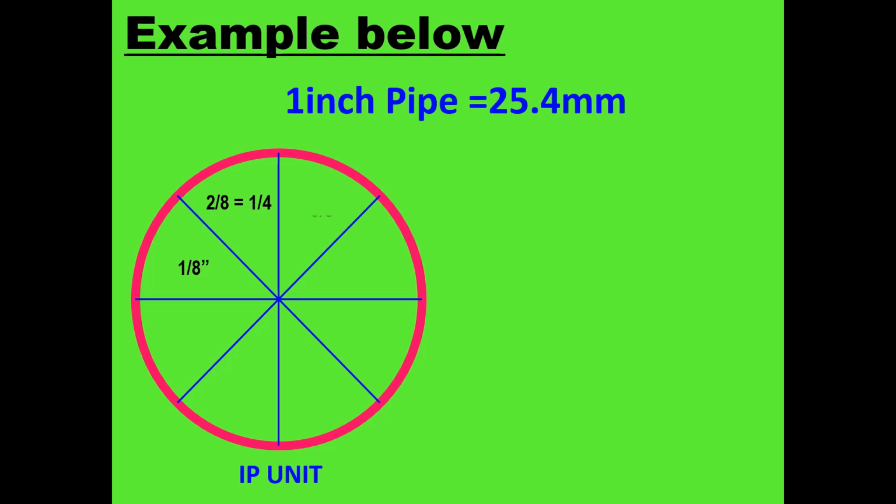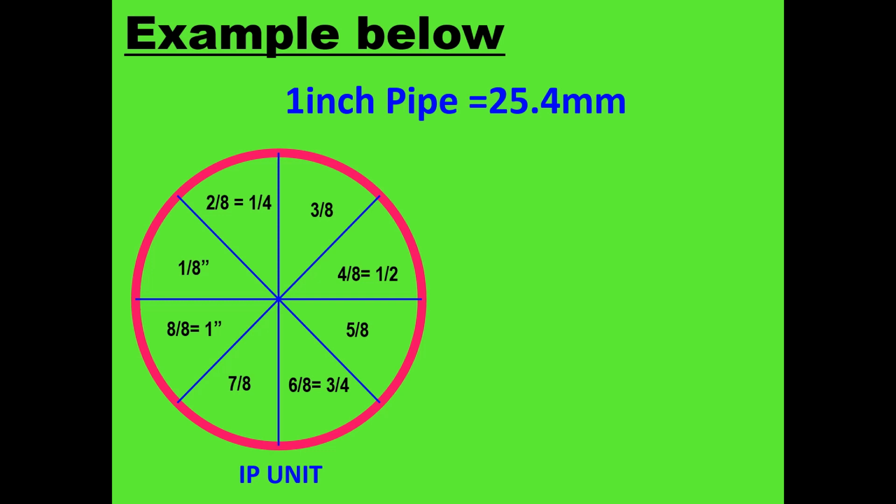Then next is 3/8, next 4/8, which equals half an inch. Next is 5/8, followed by 6/8, which equals 3/4, called 3/4 inch. Next 7/8, finally 8/8, which equals 1 inch. So, based on the divided sections, each individual section shows a different pipe size. These are all the basic pipe sizes in IP units: 1/8, 1/4, 3/8, 1/2, 5/8, 3/4, 7/8, and 1 inch.